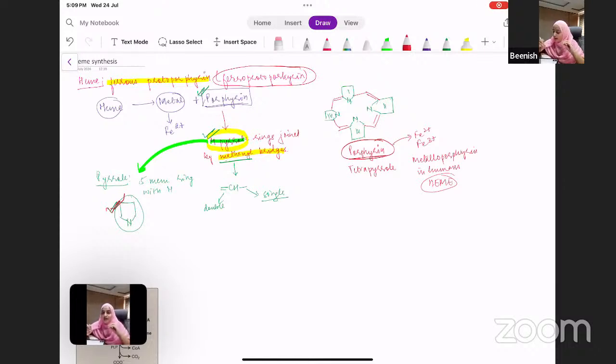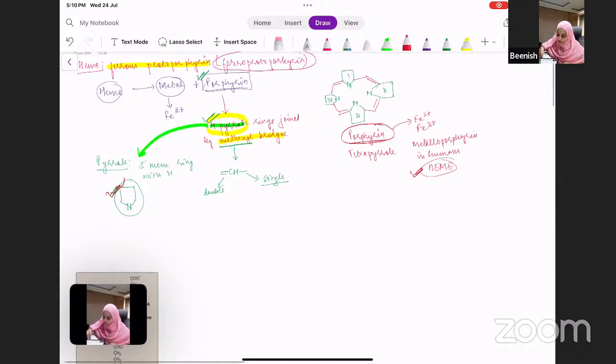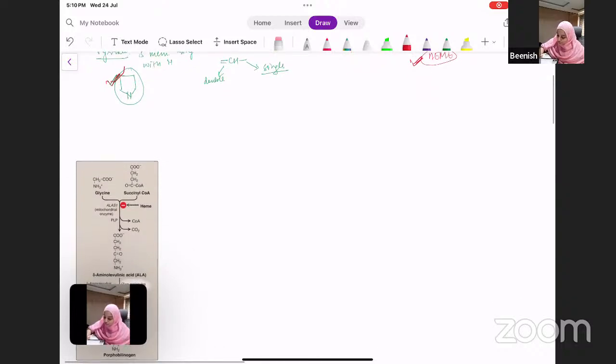this, when an iron atom in the Fe2 plus state is chelated, or to the center of this, an iron atom is coordinated, you end up with heme. Okay, so heme is the most prevalent metalloporphyrin in humans. Okay, so that was about the structure of heme.